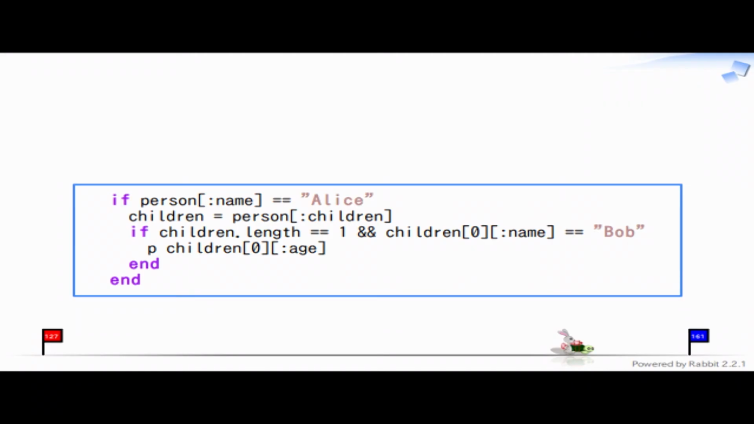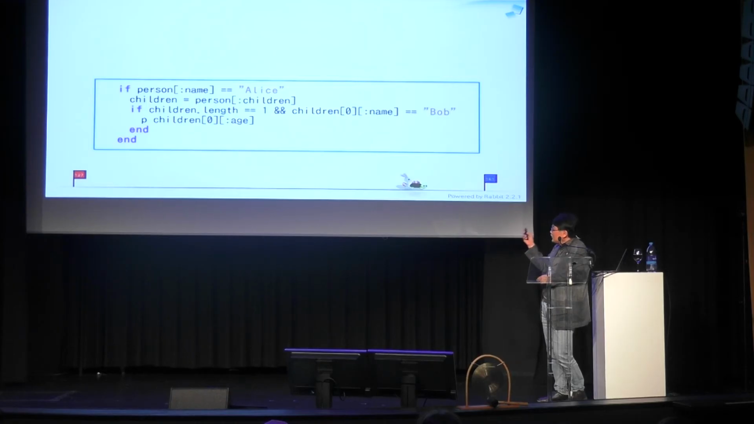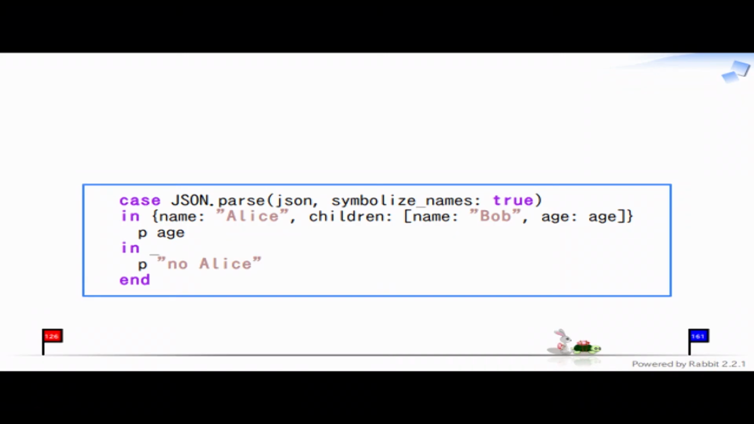Otherwise, you have to write down that the person's name should be Alice, and the children's name is 1, then the first child's name is Bob, or something. So blah blah blah, something like that. Compared to these things, the pattern matching is pretty straightforward. So yeah, it's already merged into 2.7 in the trunk. So yeah, you can try it out.